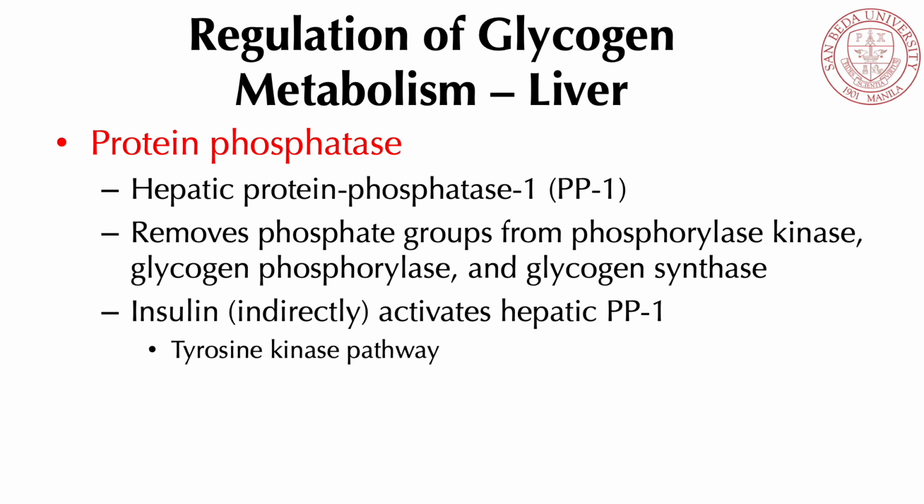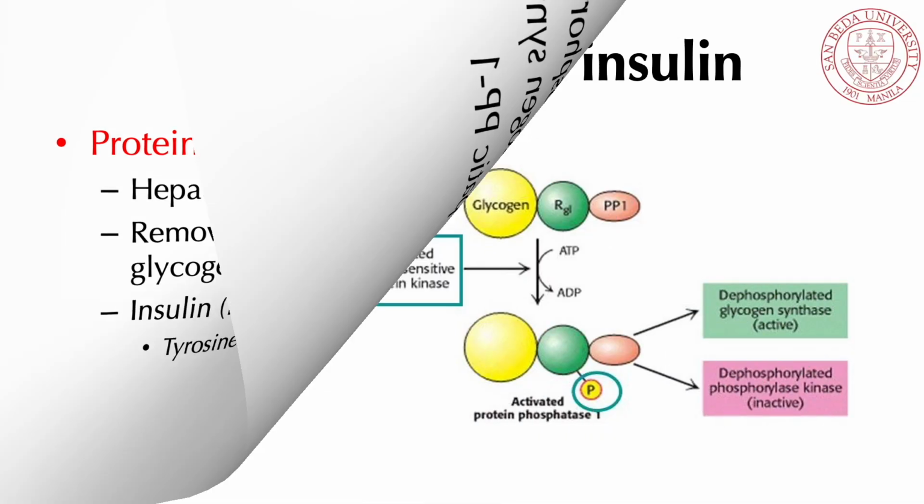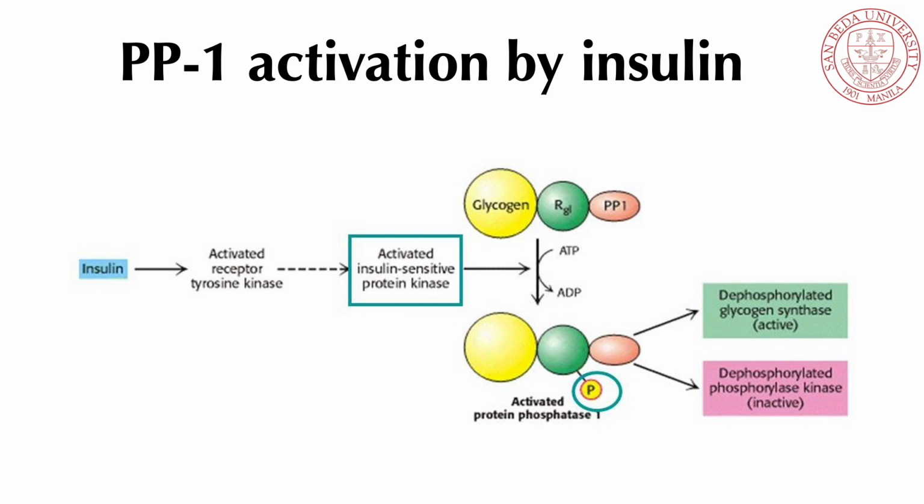In the fed state, we expect the insulin to glucagon ratio to be increased. These elevated levels of insulin indirectly activate hepatic protein phosphatase 1. Insulin makes use of the tyrosine kinase pathway to effect this activation. Now, the reason why it was mentioned that insulin indirectly activates hepatic protein phosphatase 1 is because it exerts its effects on this enzyme by way of another intervening enzyme called the insulin-sensitive protein kinase, which is part of the tyrosine kinase signaling pathway that insulin has initially activated. The activated insulin-sensitive protein kinase then phosphorylates hepatic protein phosphatase 1 to activate it.